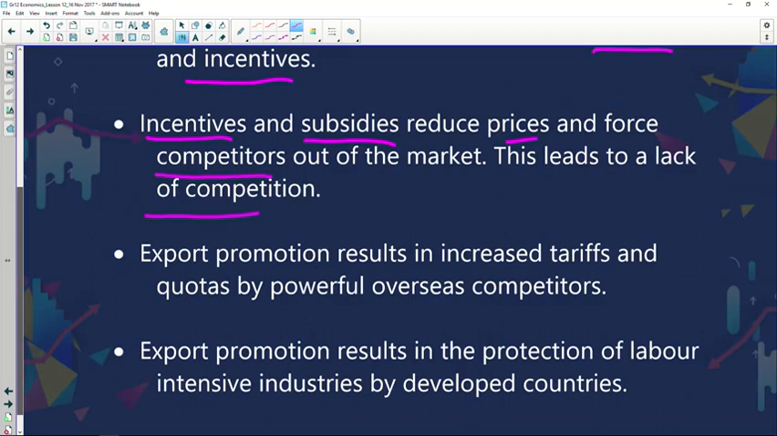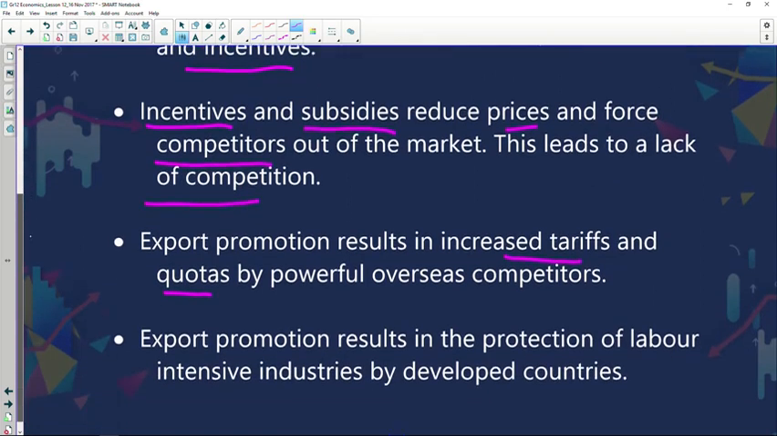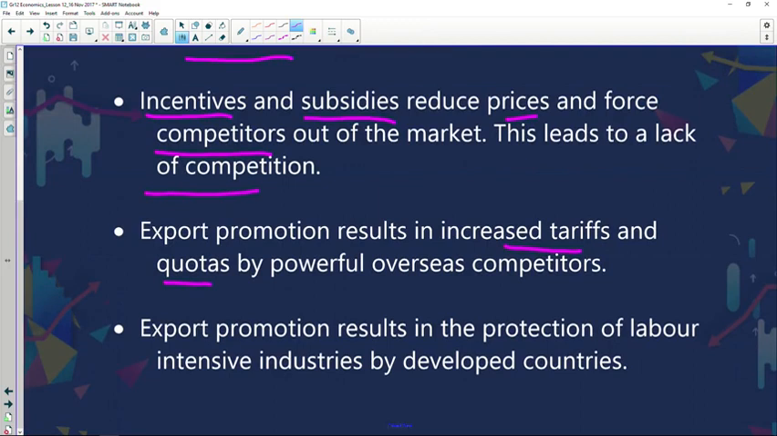Another point that we need to look at is the fact that export promotion results in increased tariffs and quotas by powerful overseas competitors. The fact that you now have more export happening will result in increased tariffs, and that's not good. We know that, and quotas by powerful overseas competitors because of their capacity of production. So they now dominate the market space, and they can influence the tariffs around that particular product or service that has been offered.